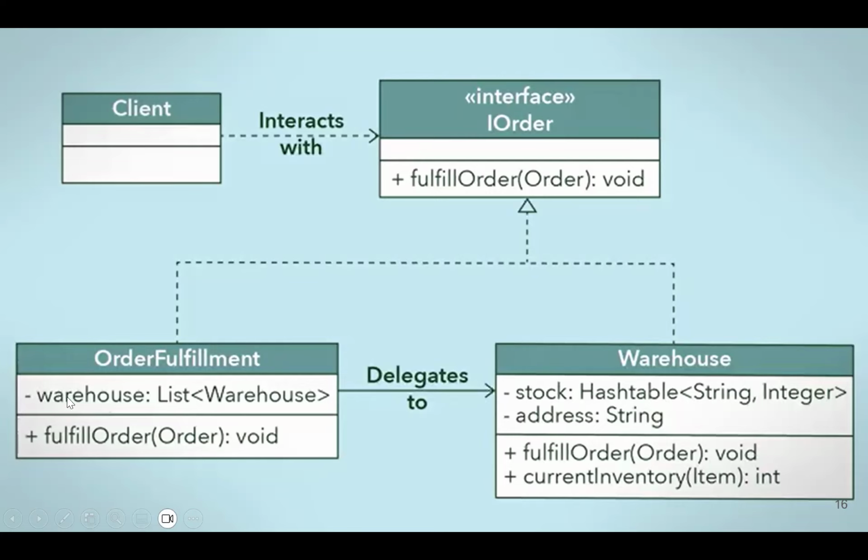Now what happens here is you have the list of warehouses in the proxy class as well as the fulfillOrder method. For each warehouse, there will be an object from this class. You will have fulfillOrder at the warehouse level, and you have an additional implementation of current inventory. So the client doesn't need to know where the items are, which warehouse contains what item. He will simply call the order fulfillment class.